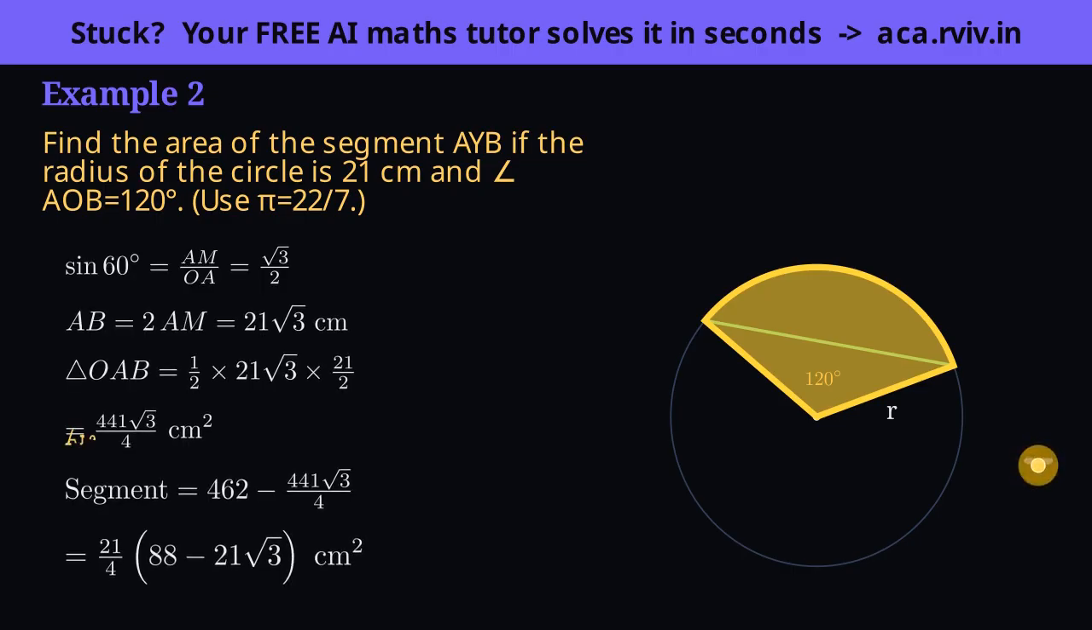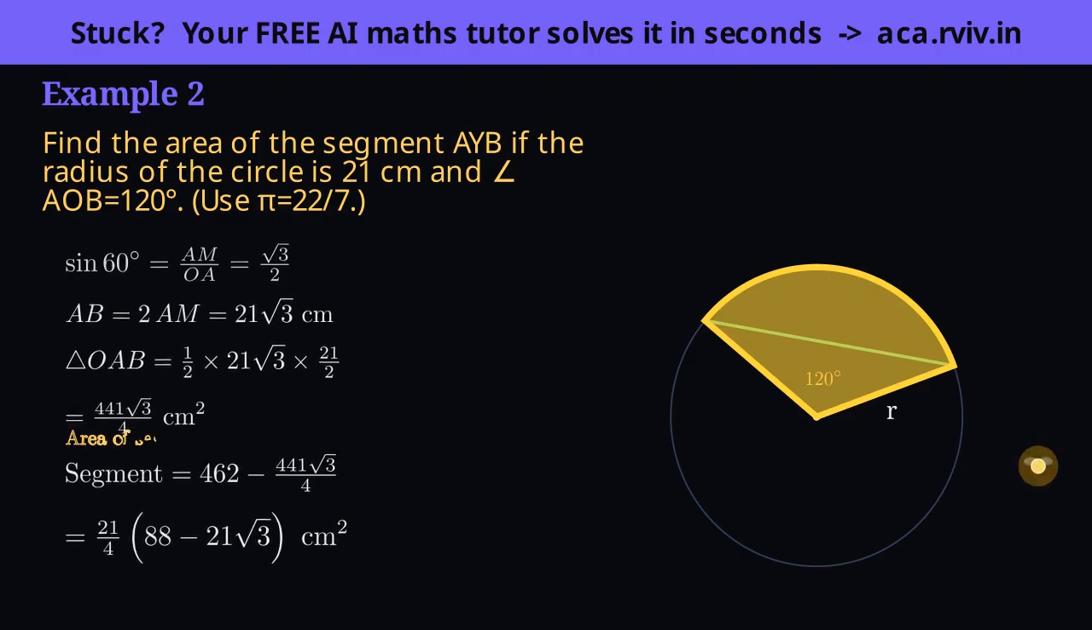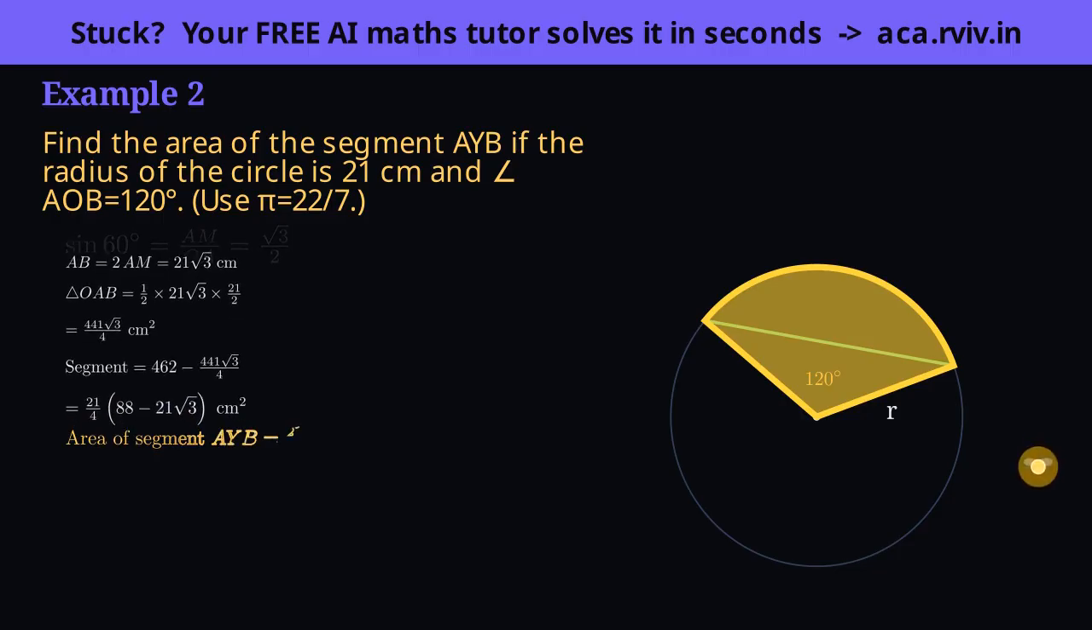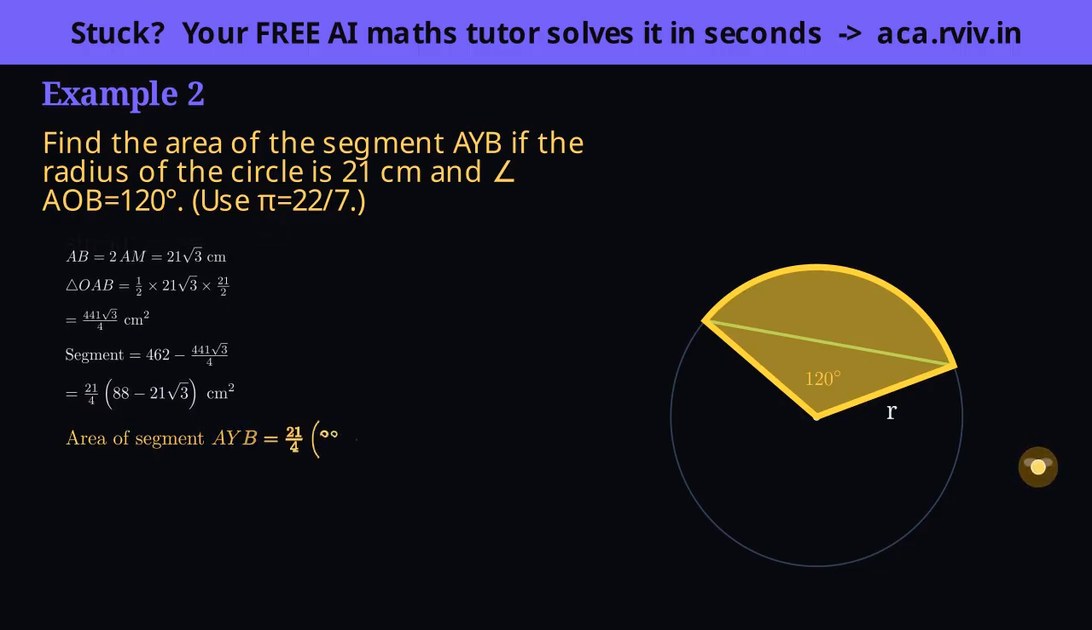The pattern to remember for every segment: never hunt for a one-shot formula. Find the sector and the triangle separately, then subtract. And the chord is the whole reason a segment exists. It's the straight cut that slices the triangle away from the pie slice, leaving the curved cap behind.